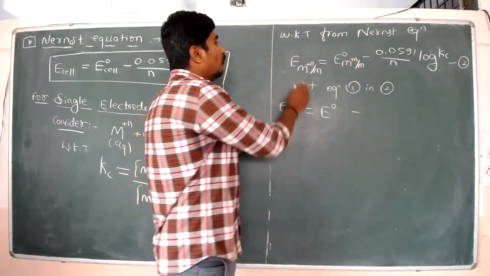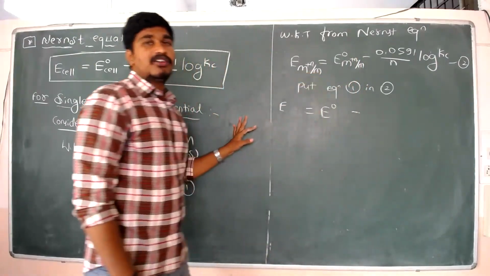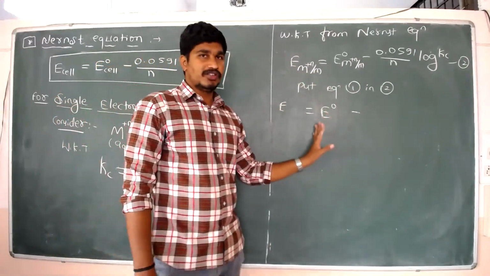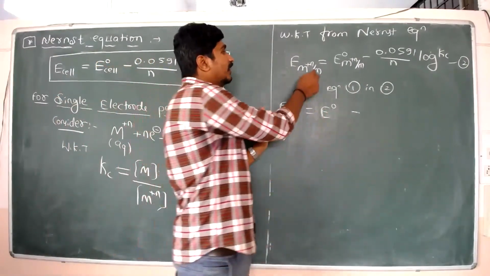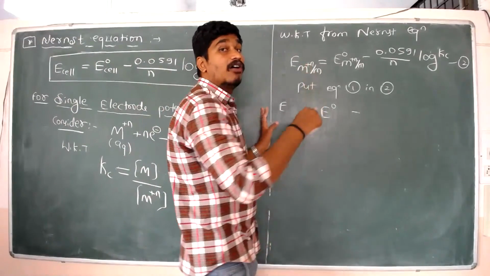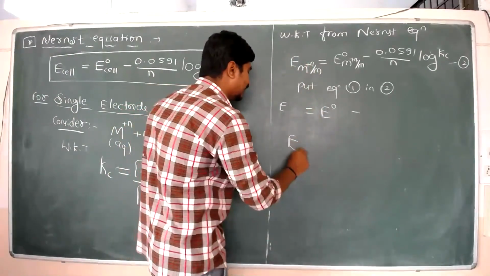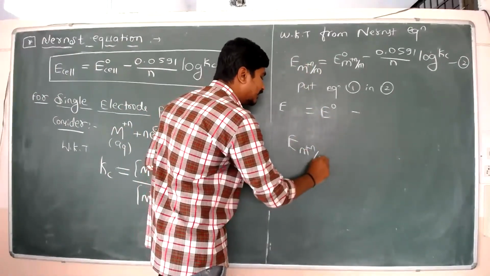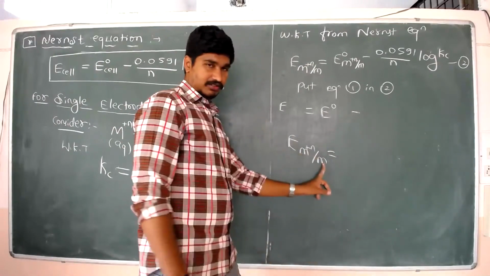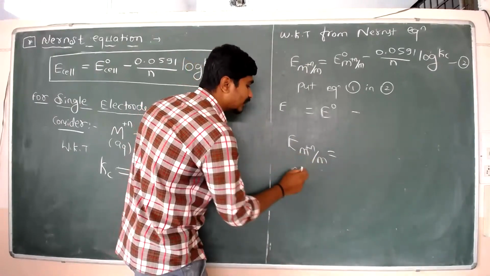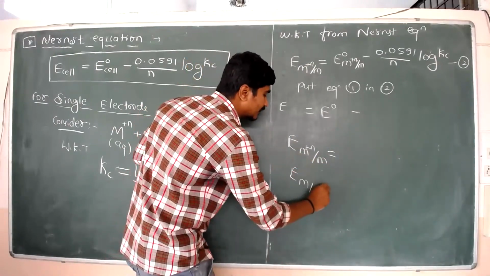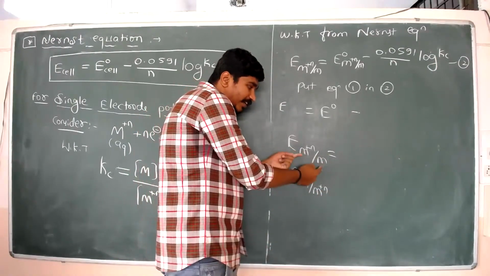Right? Now why am I writing only reduction potential? Because I want to calculate the reduction potential value only. Right? If you write M by M plus n, it will become oxidation potential. Now just think here M plus n by M, this one is reduction potential. If you write this one as M by M plus n, it means here an oxidation reaction is there.